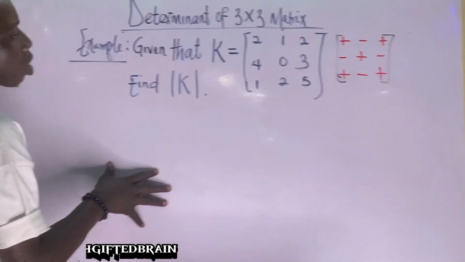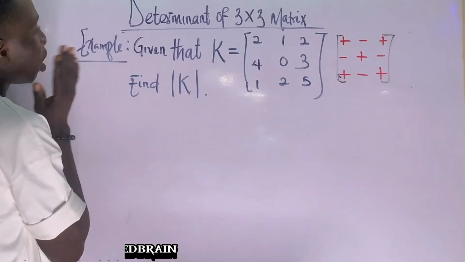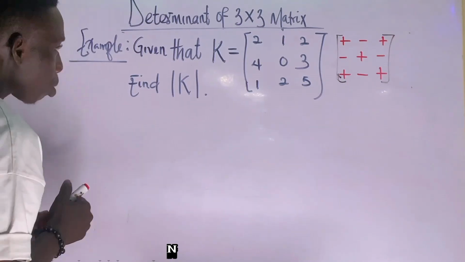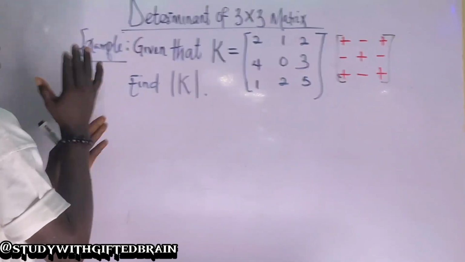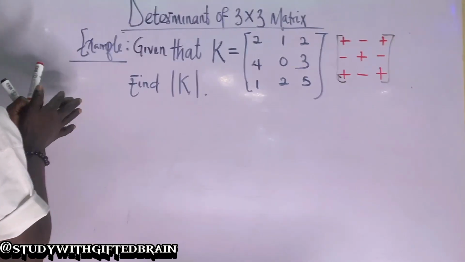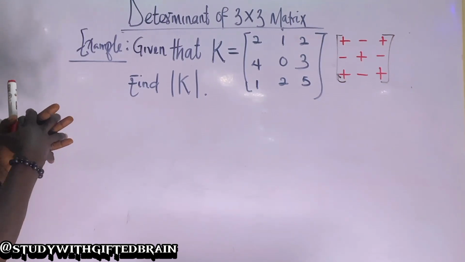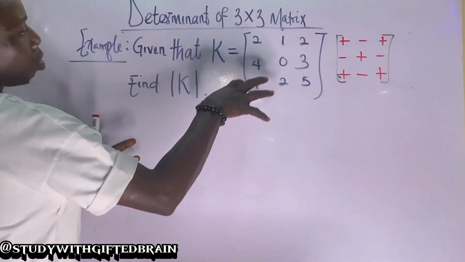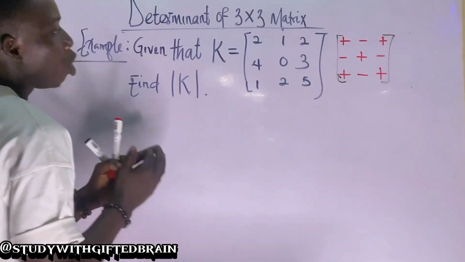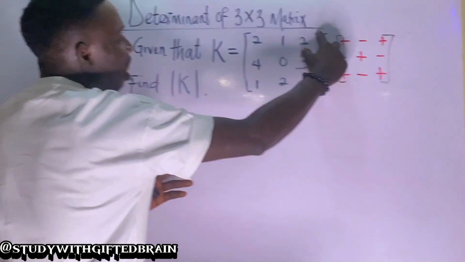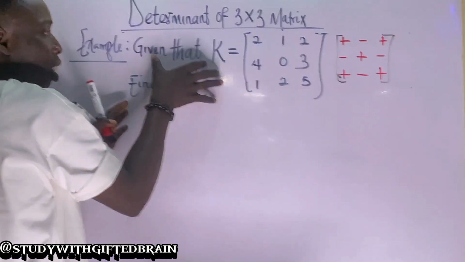Alright, in this class, we are going to be looking at how to find the determinant of a 3 by 3 matrix. Now, when you're looking for the determinant of a 3 by 3 matrix, there's something we call the sign pattern. I don't want to go deep into this, but I'll just explain it. That is to say, you can use all these elements as your leading factor to solve for the determinant of this matrix.